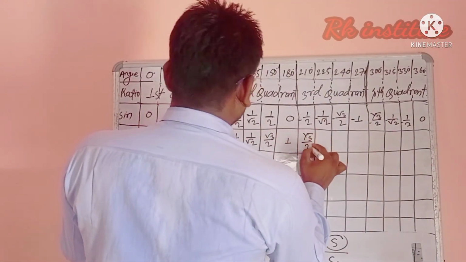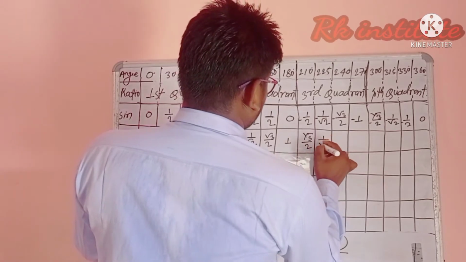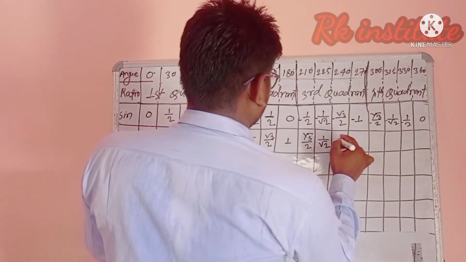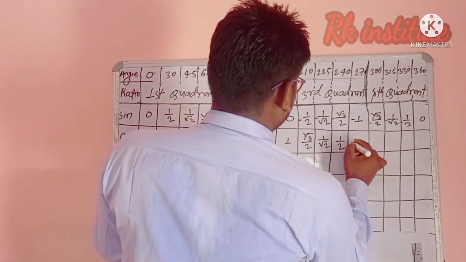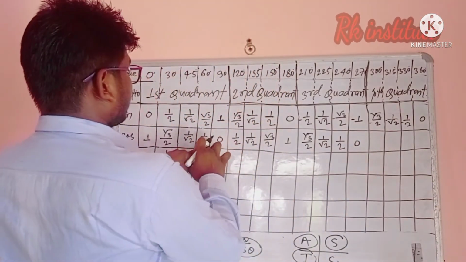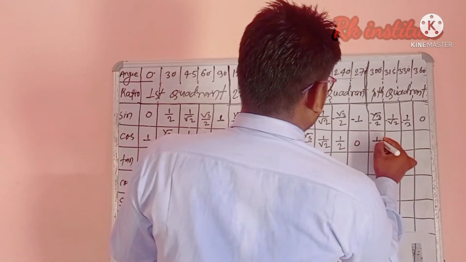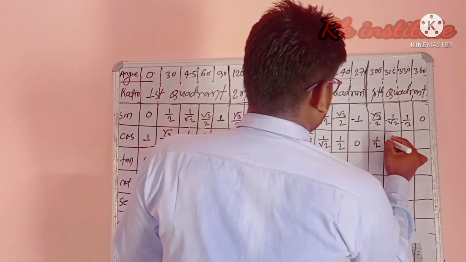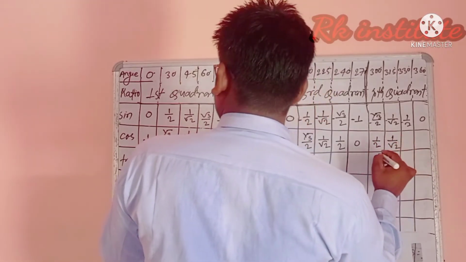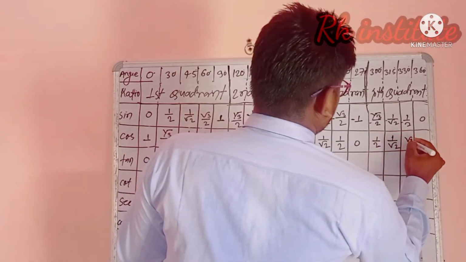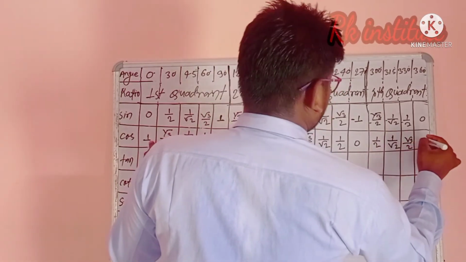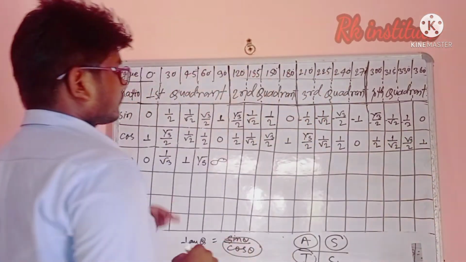Root 3 by 2, 1 by root 2, 1 by 2 and 0. The end is 0, so start from here. 1 by 2, 1 by root 2, root 3 by 2 and 1.